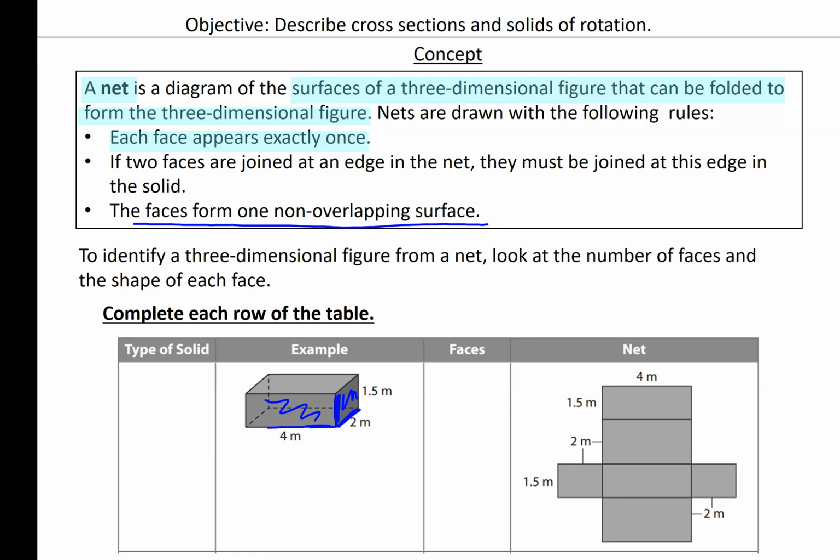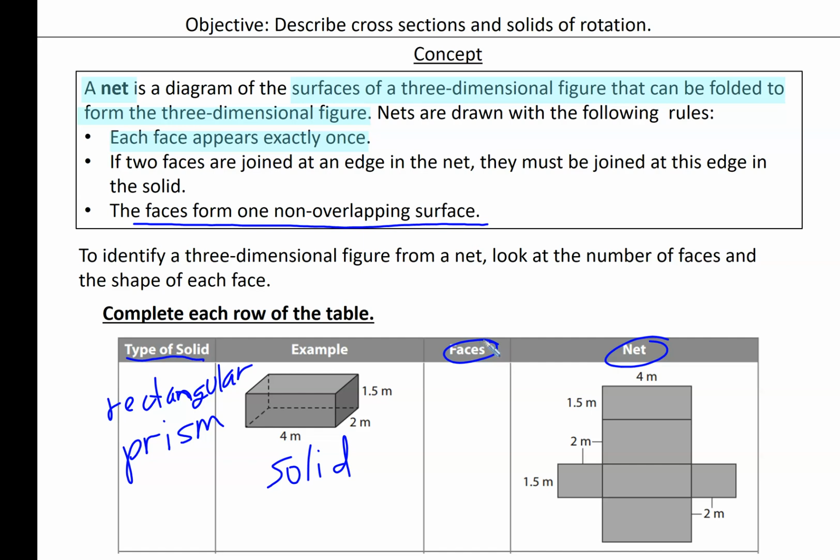So here, one of the skills that we will use is to actually draw a net. Here we have our solid, and here we're shown the net. What we're asked to do here is to complete the other two sections of the table. So to name the solid that we're looking at, which would be a rectangular prism, and to describe the faces or surfaces of our rectangular prism.